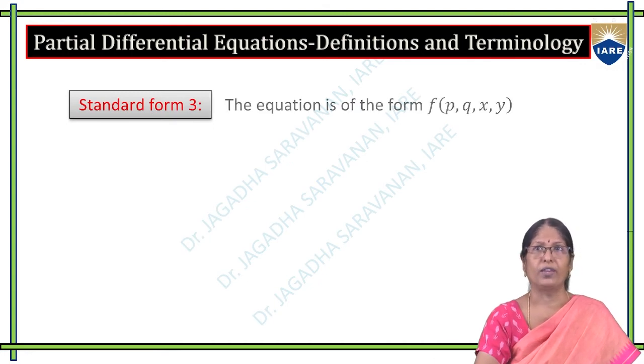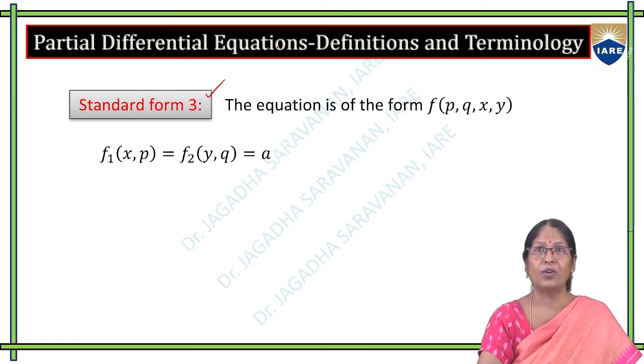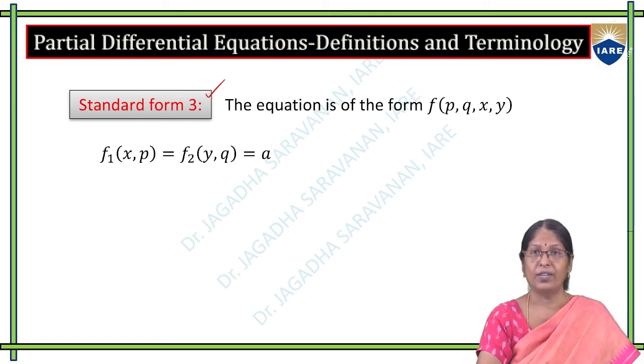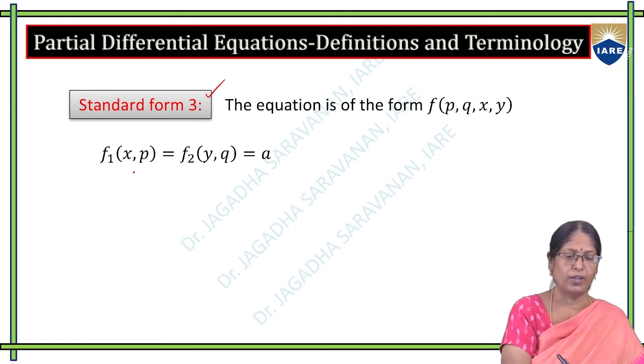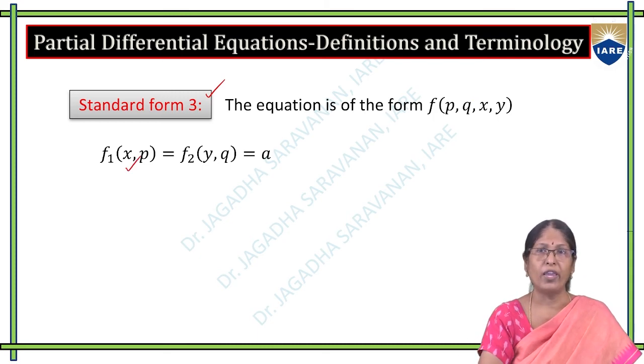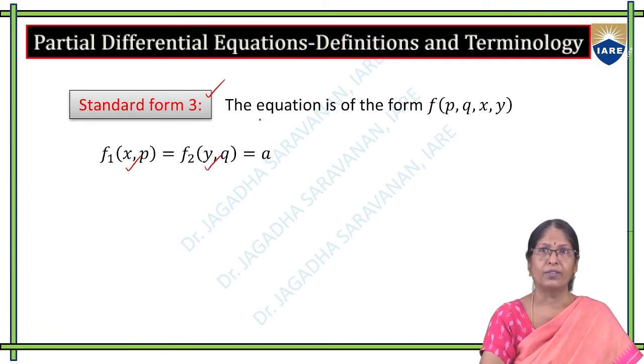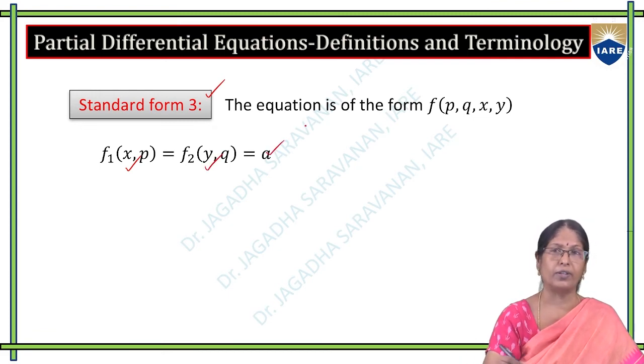Standard form 3 should have p, q, x, y; z should not be there. Then what is the terminology to define this standard form 3? That is xp, the terms put together, we will group it. yq, we will group on the other side. That solution we will set as A.